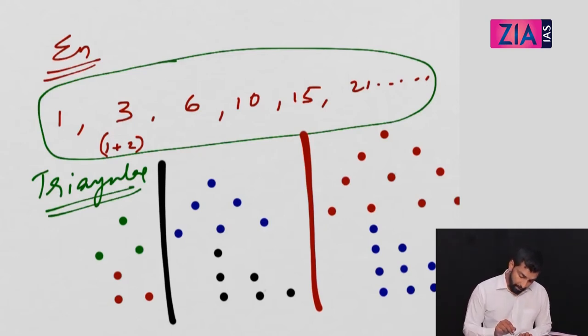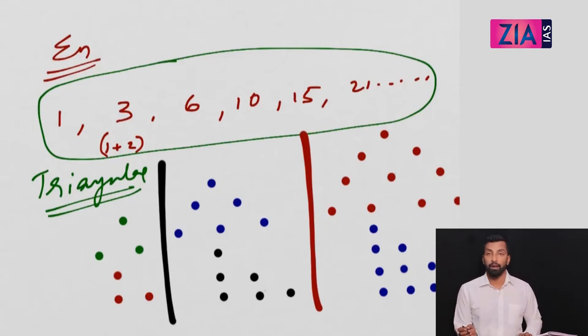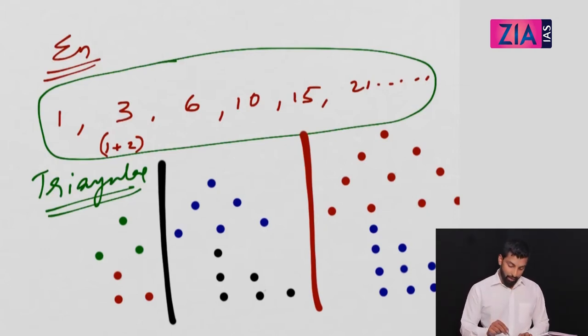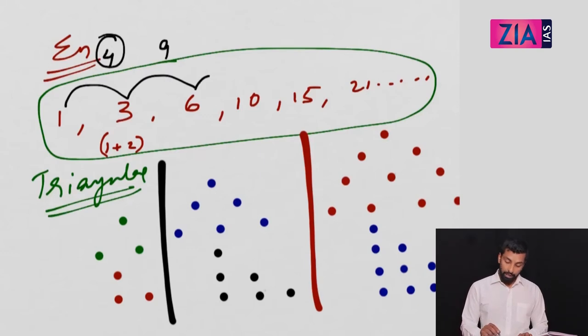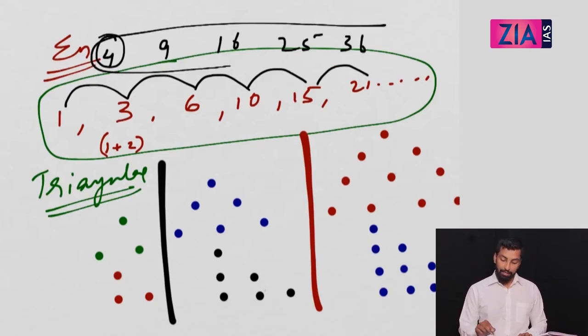Now, one of the interesting specialities of triangular numbers: let's take two triangular numbers, 1 and 3. You add these, you get 4, which is a square number. Similarly, 3 and 6, you add, you get 9. So two consecutive triangular numbers, if you add them, you get square numbers. 10 and 15, you get 25. 15 and 21, you get 36. All these are square numbers.